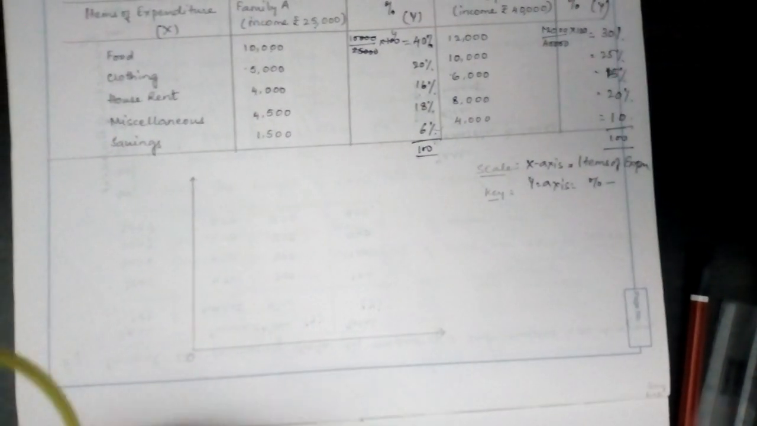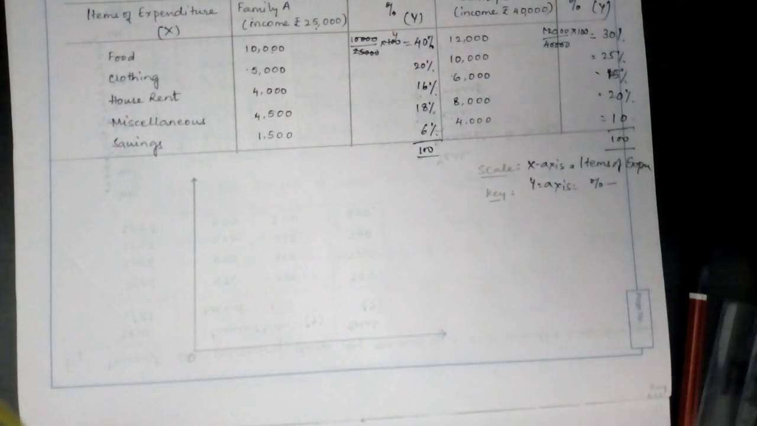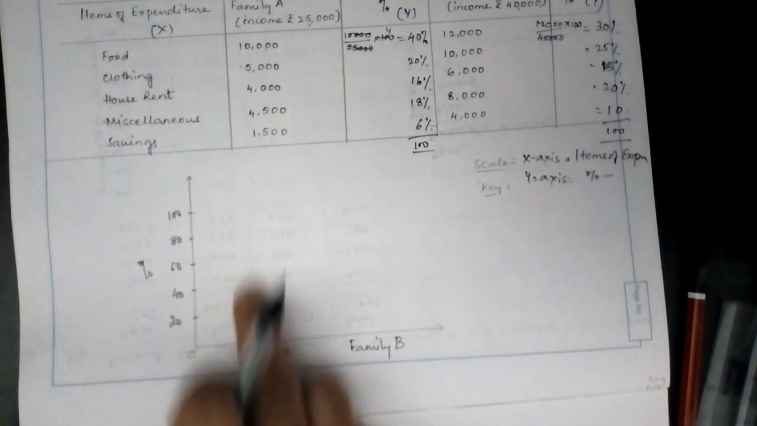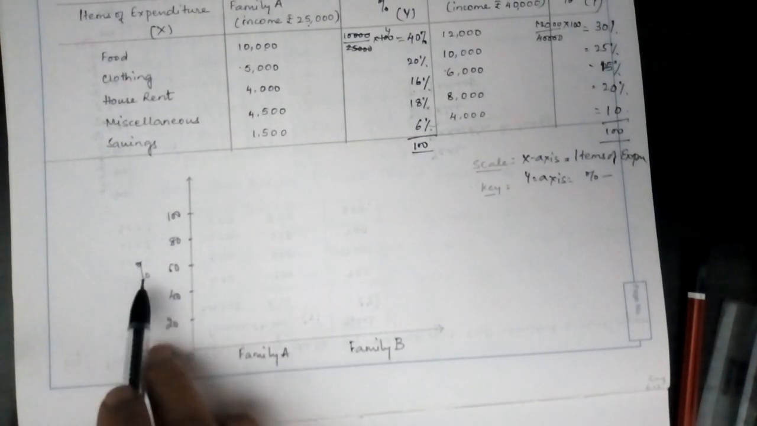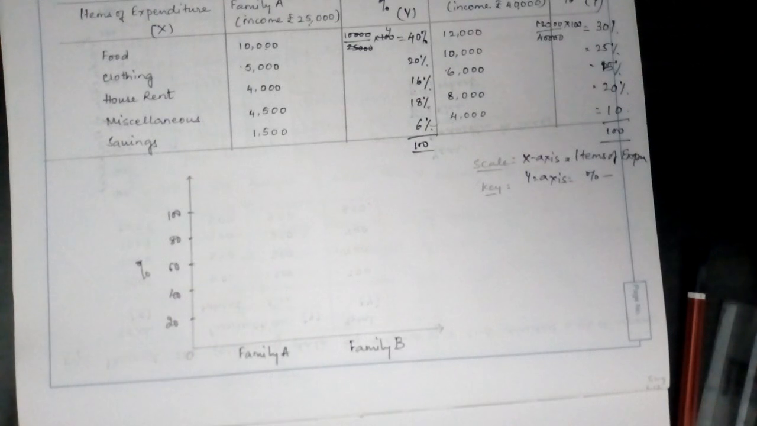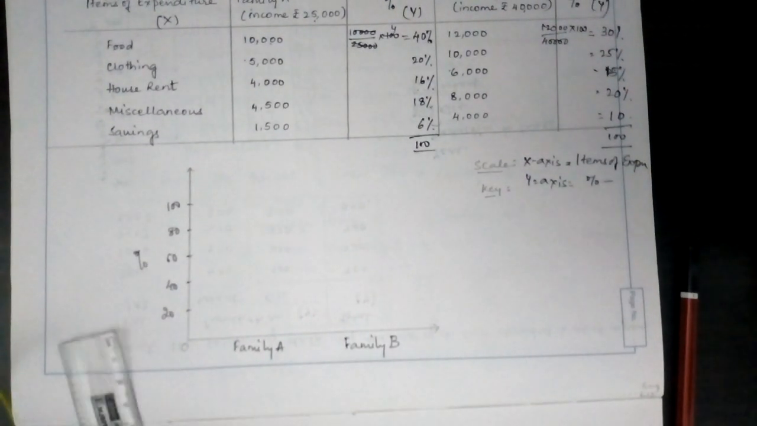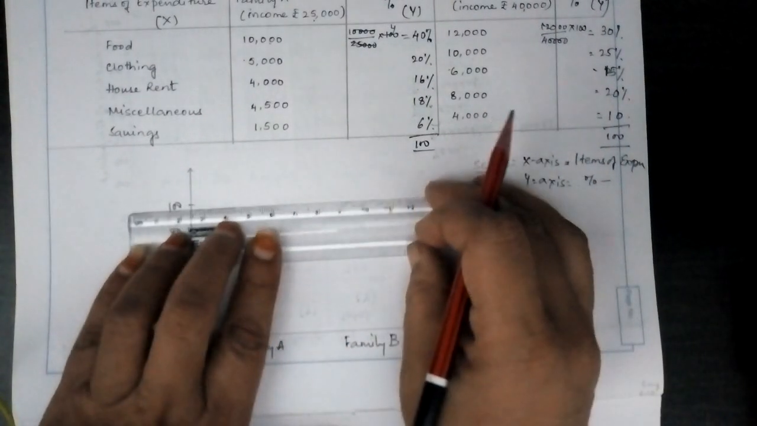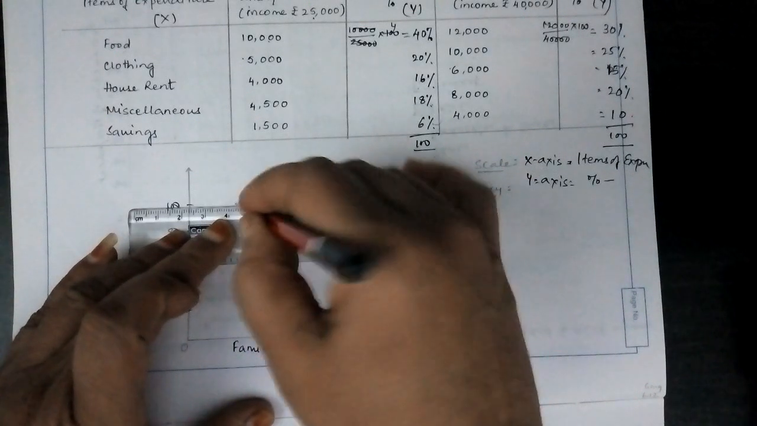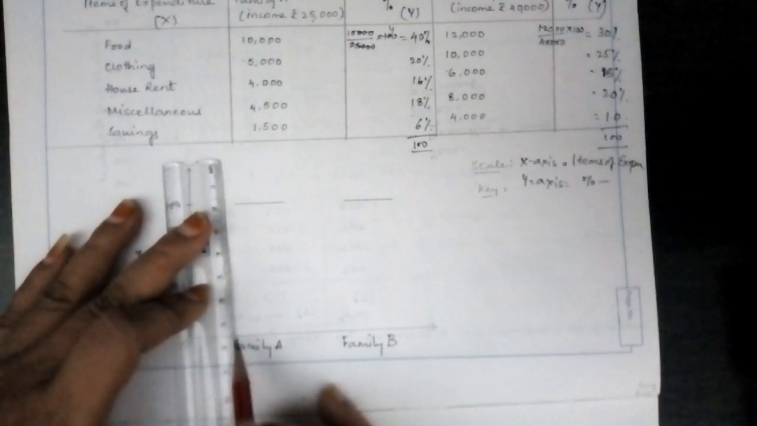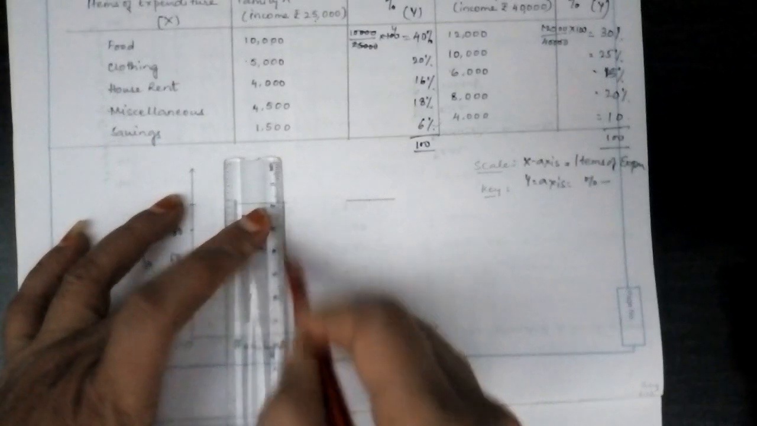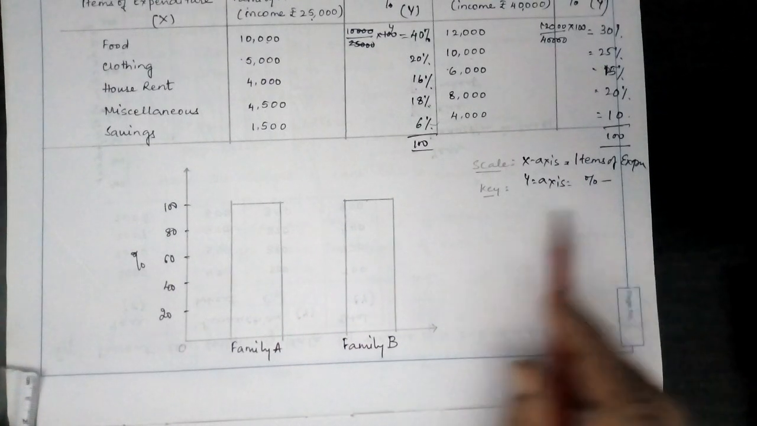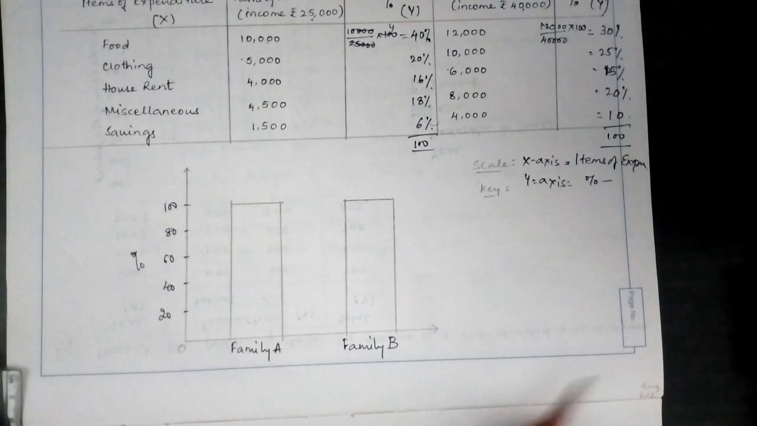So on the x-axis I am going to write down the items of expenditure. Here we have taken family A and family B's expenditure on various items, and on the y-axis we have taken the percentage expenditure of each family on various items. Now for family A, since this is going to be 100 throughout, we will have to limit our bar to 100. So we will draw first a bar that is equal to 100. In this percentage bar diagram, all the bars will be of the same height, 100.